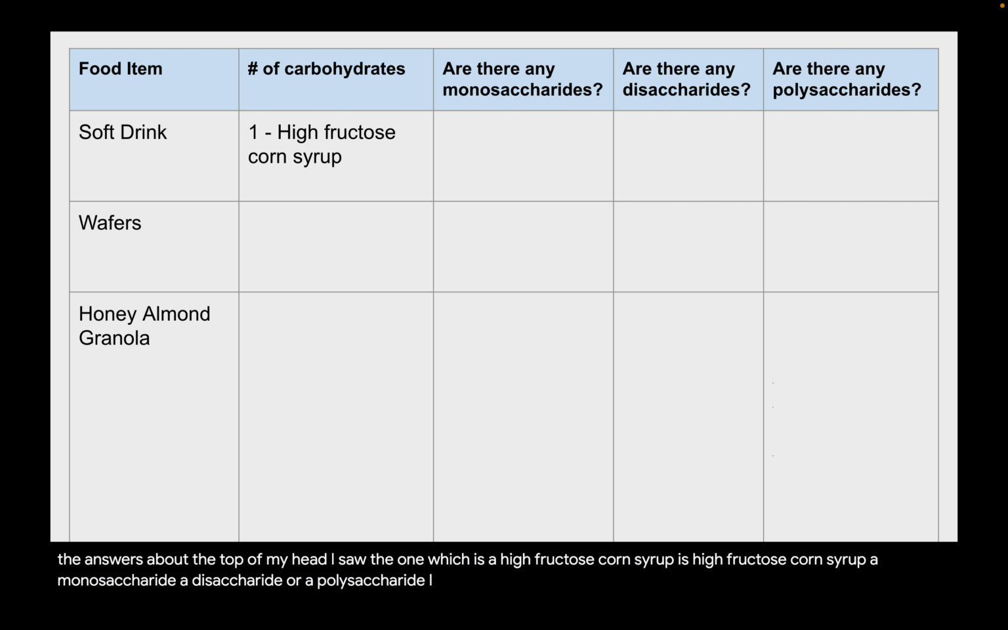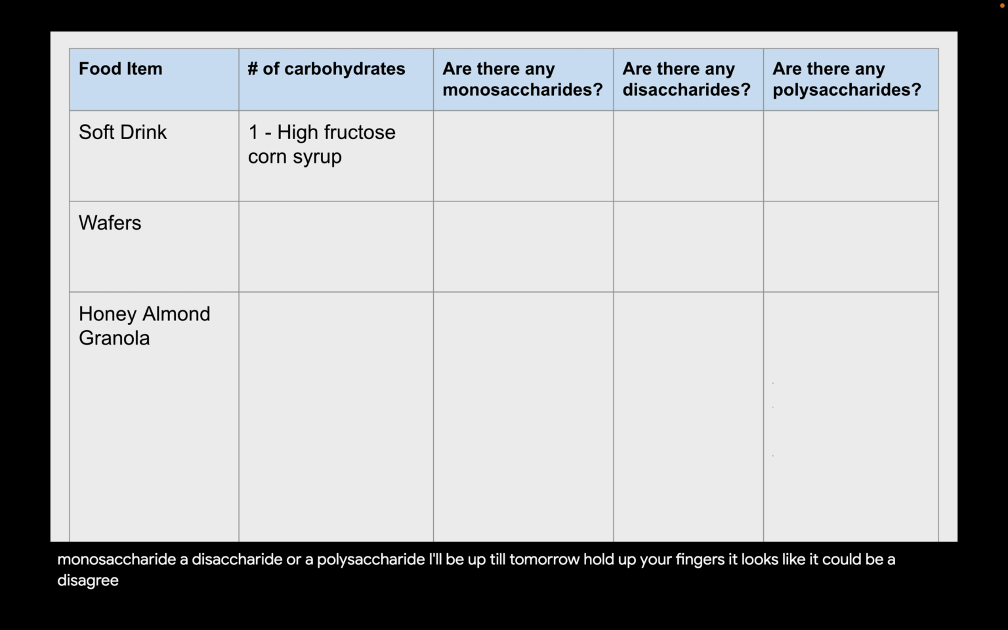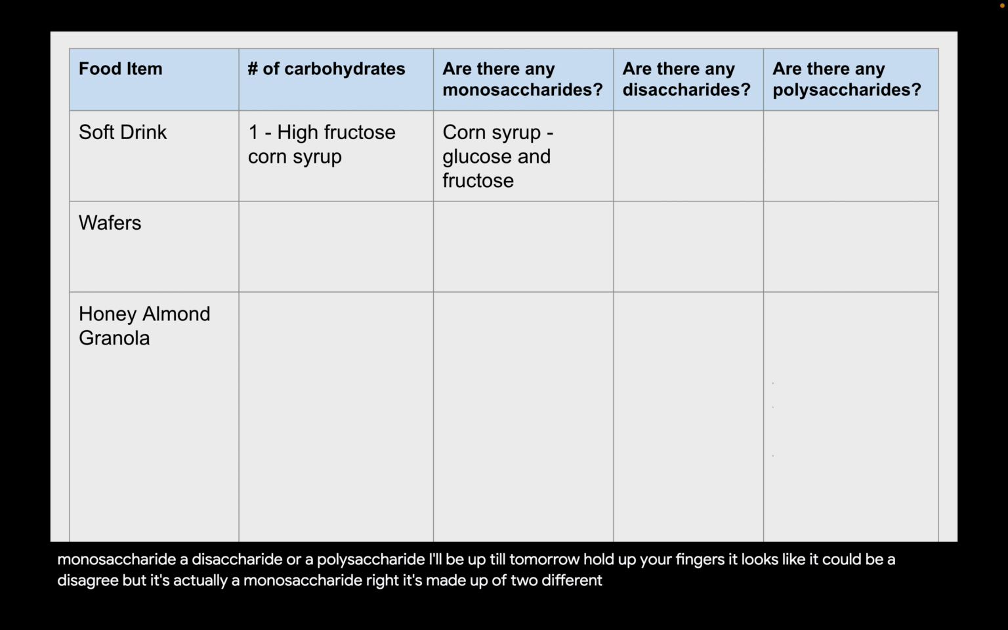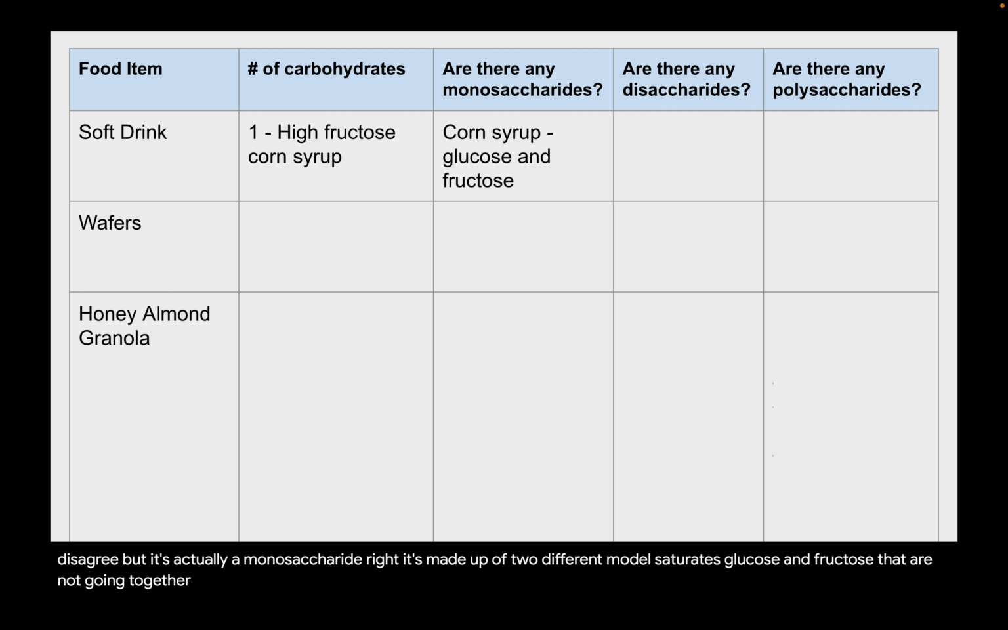Is high fructose corn syrup a monosaccharide, a disaccharide, or a polysaccharide? Shout out the answer if you know, or hold up your fingers. It looks like it could be a disaccharide, but it's actually a monosaccharide, right? It's made up of 2 different monosaccharides, glucose and fructose, that are not joined together. So high fructose corn syrup are monosaccharides. Now because we only have 1 in our soft drink here, that means we don't have any disaccharides, we don't have any polysaccharides.